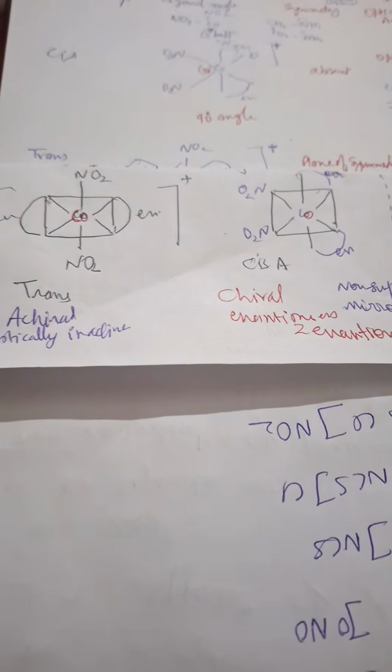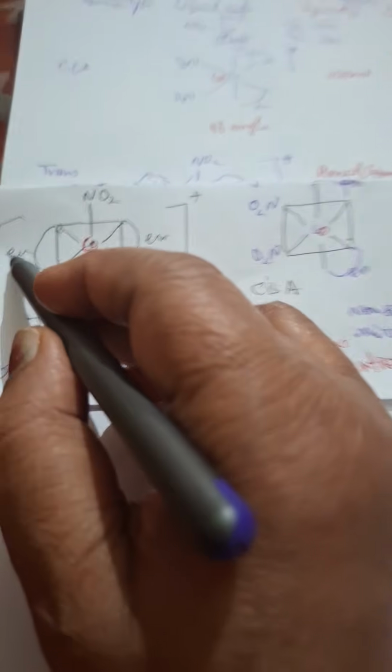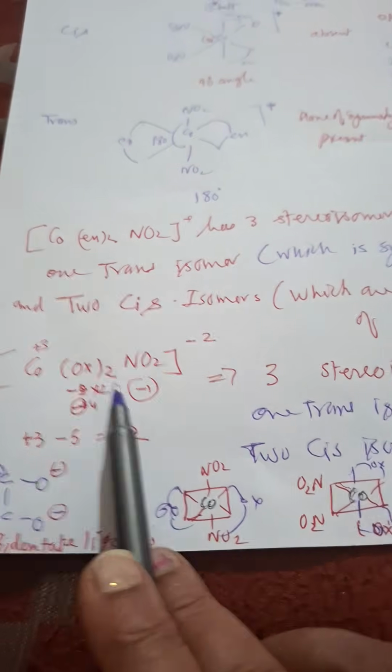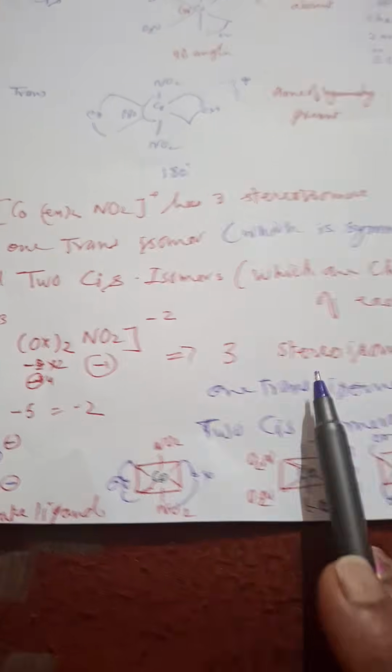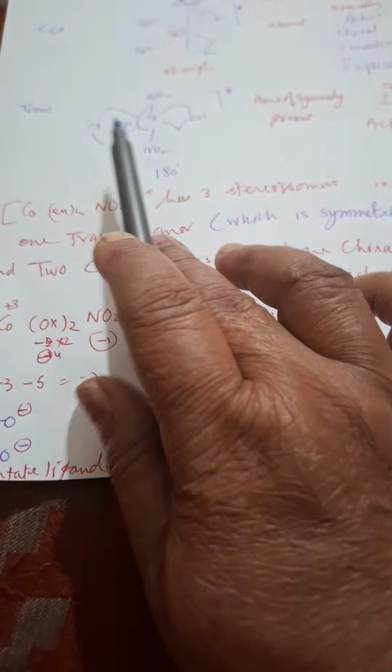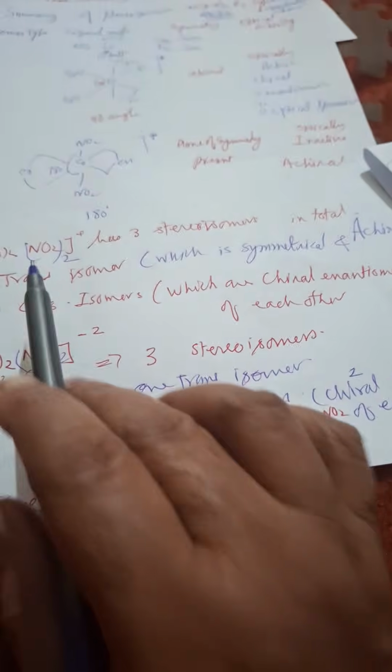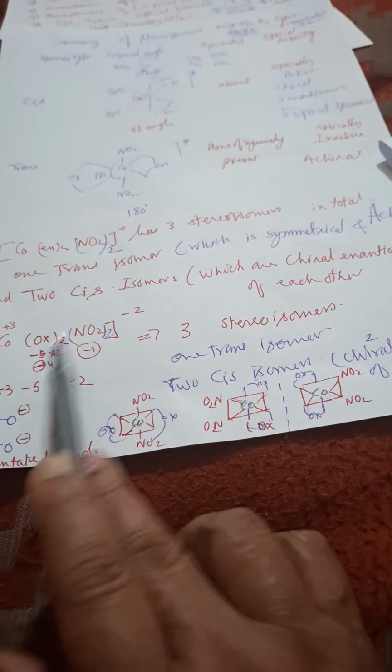Okay, NO2 is here and en is there. Suppose oxalate ion is there, then we have to write ox here, ox here. So whether it is Co(en)2(NO2)2 or Co(ox)2(NO2)2, both of them will form three stereoisomers. Both complexes are different, but they are MA2B2 type. So they will form the same type of three stereoisomers, one trans and two cis.